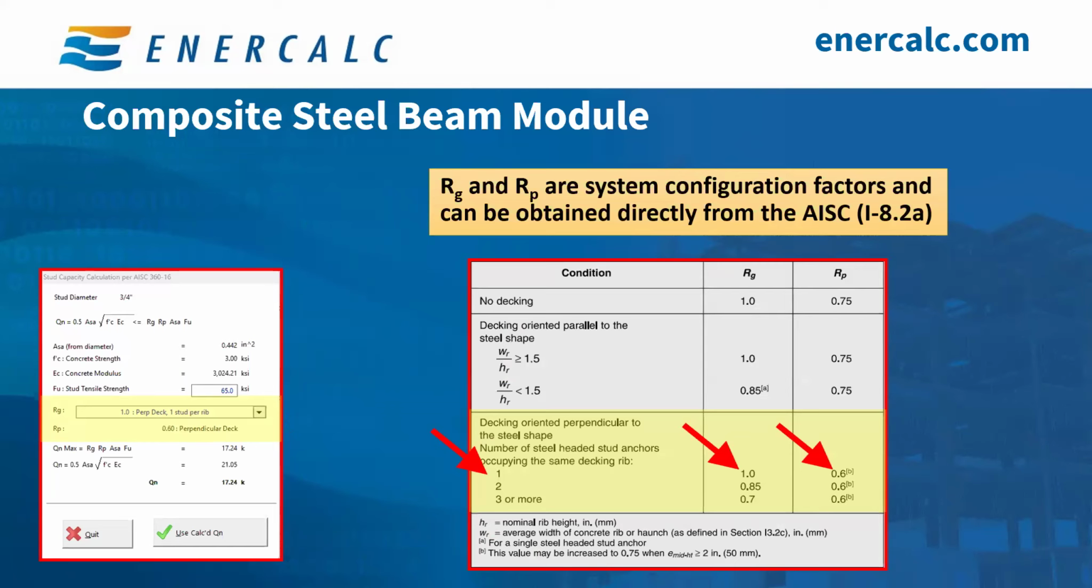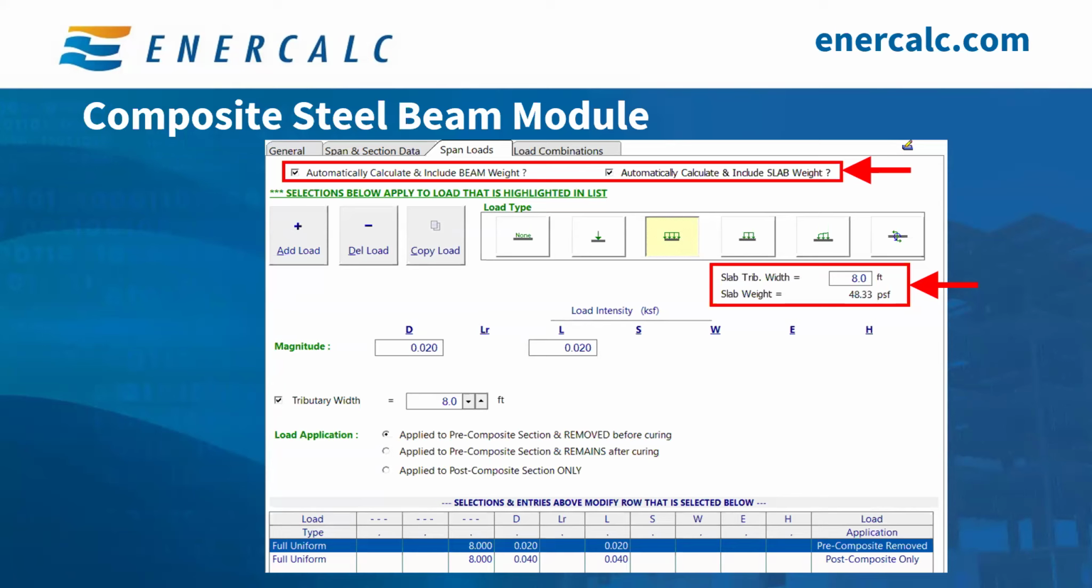First, the user can choose to allow ENERCALC to auto-calculate and include the self-weight of the beam, and that's this option right here. And in a separate option, the user can choose to allow ENERCALC to auto-calculate and include the self-weight of the slab. For this example, we want to enable both of these options.